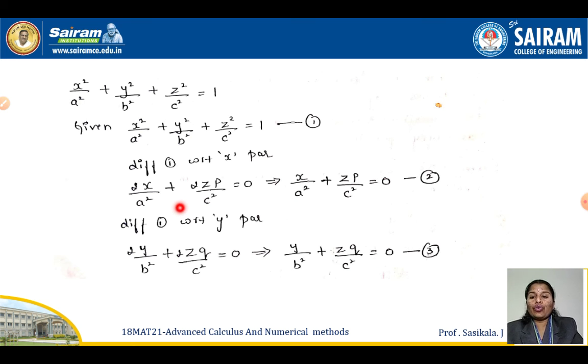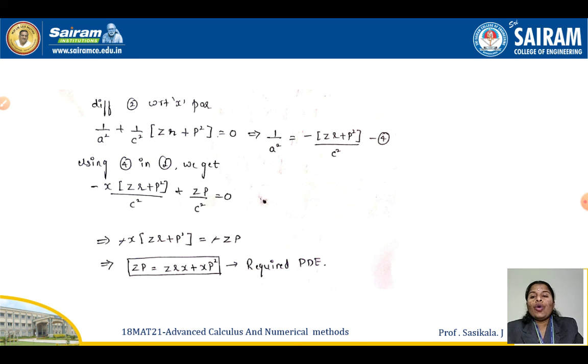So in this question you have 2 results. First, with respect to x, as usual you can do, you will get 2x by a square plus it will go 0, and here you have 2z into p by c squared equal to 0. So I can cancel 2. So x by a square plus z p by c squared equal to 0. Similarly, equation number 1 with respect to y, I will get y by b square plus z q by c squared equal to 0. I am making these equation number 2 and 3. So as I told, it's 3 arbitrary constants, so obviously we should go with one more differentiation.